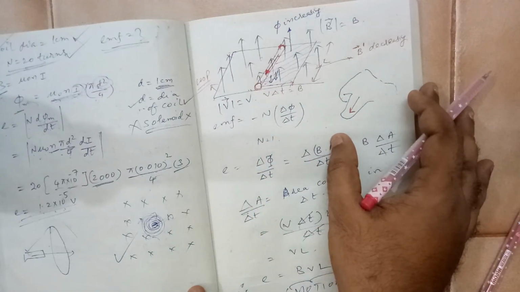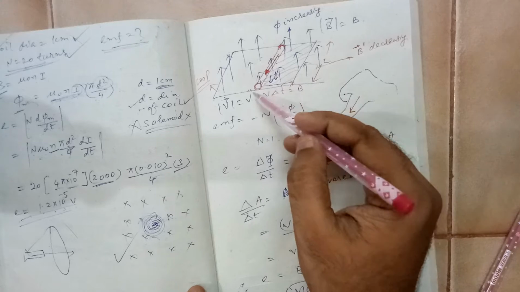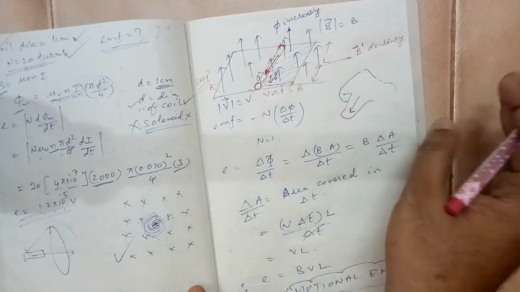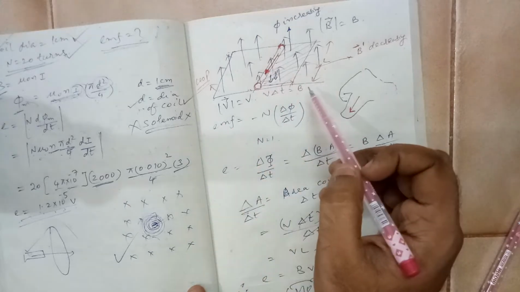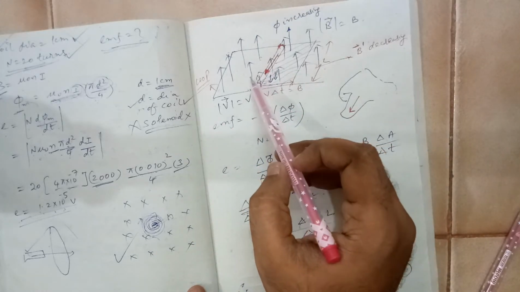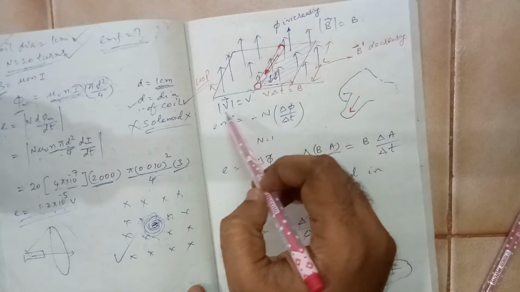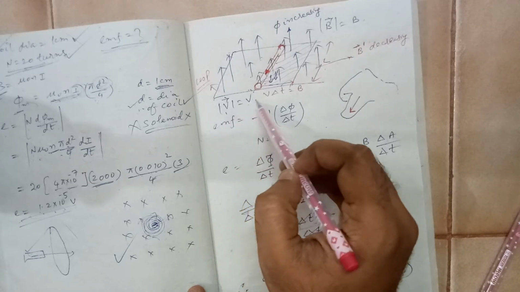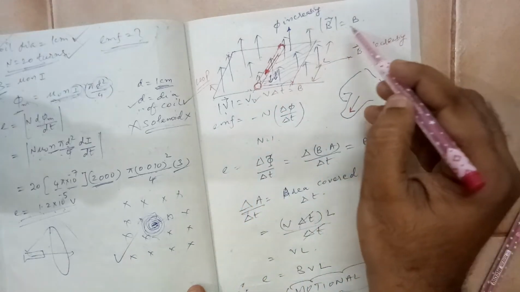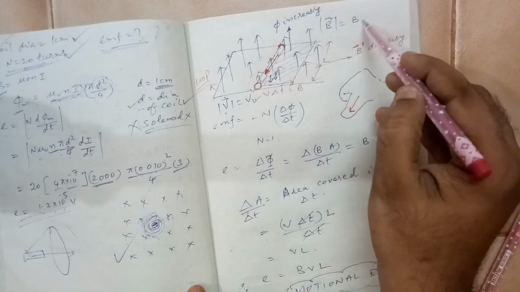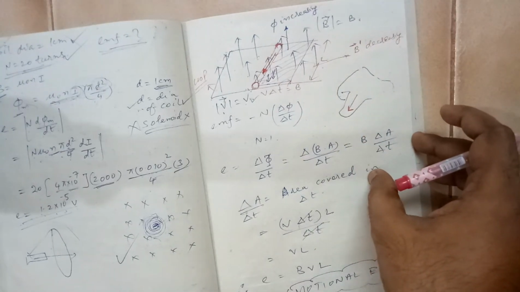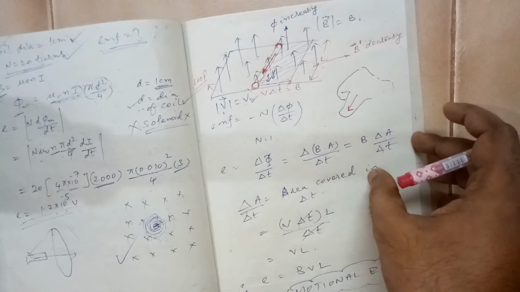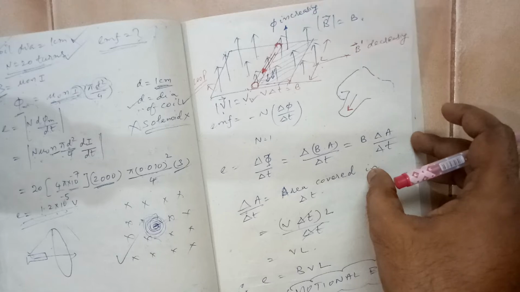Now in this, the length of the cylinder, let us say it is L, and this cylinder is rolled over. It has got a velocity v. The magnitude of the velocity is v. The magnitude of the magnetic field is B. So in this case, will there be any induced EMF? The answer is yes, there will be an induced EMF.